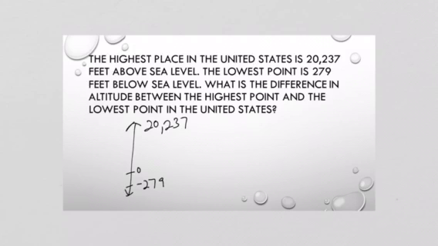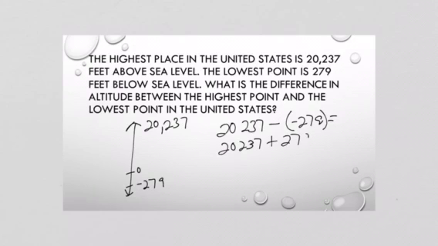So what's the difference between the two? Well, you do 20,237 minus negative 279, and we would get, well, you have to do the same thing, add the opposite. And when you add the opposite, I believe it comes out something like 20,516 feet between the highest place and the lowest place in the United States.